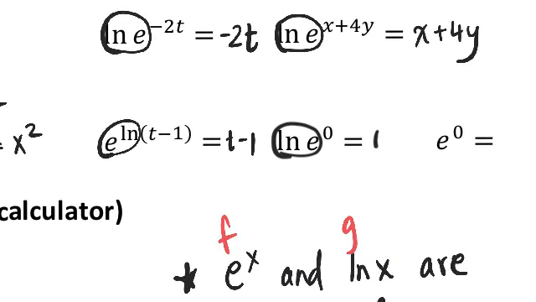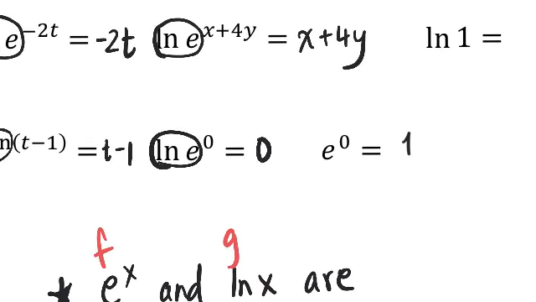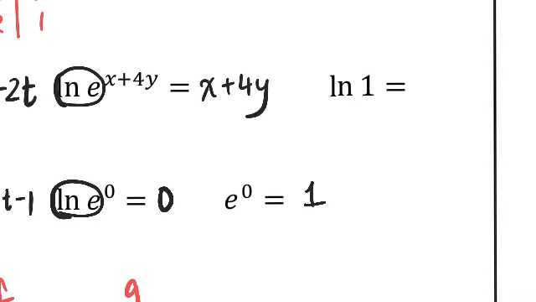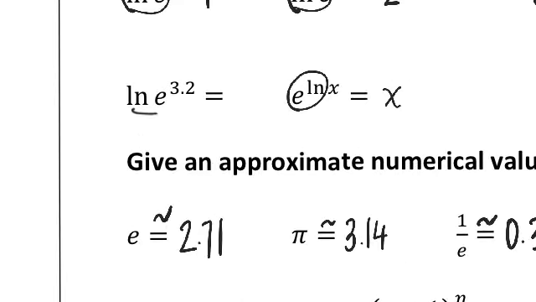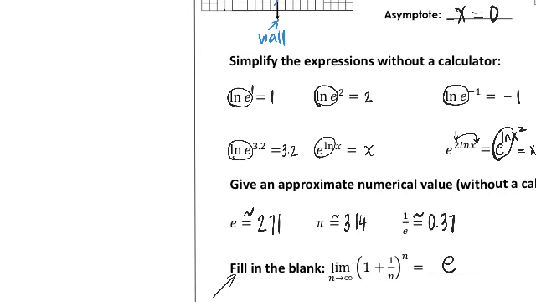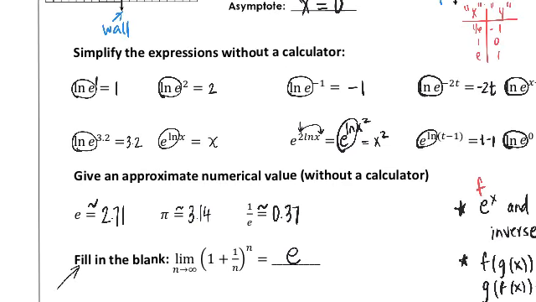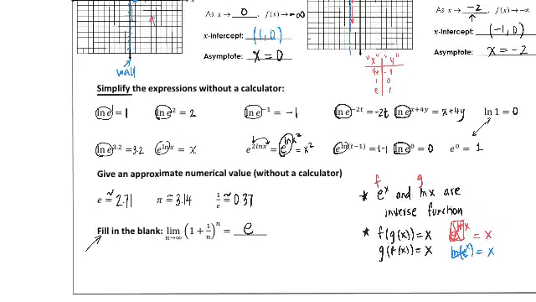ln of e to the 0 is 0. e to the 0 we know is 1. That, by the way, goes with the fact that ln of 1 is 0. Let's see. ln of e to the 3.2 will just be 3.2, okay? We've talked about that in passing, but you need to be able to simplify these types of expressions without a calculator. And that's the end of the second handout.